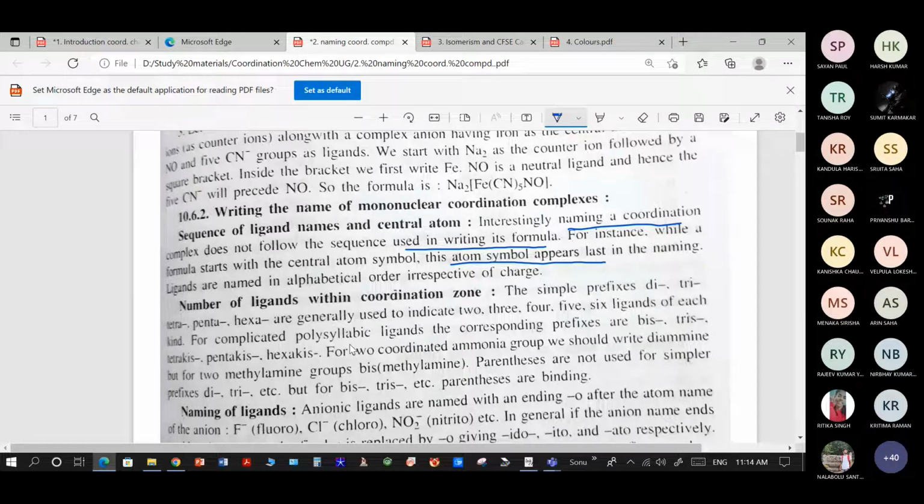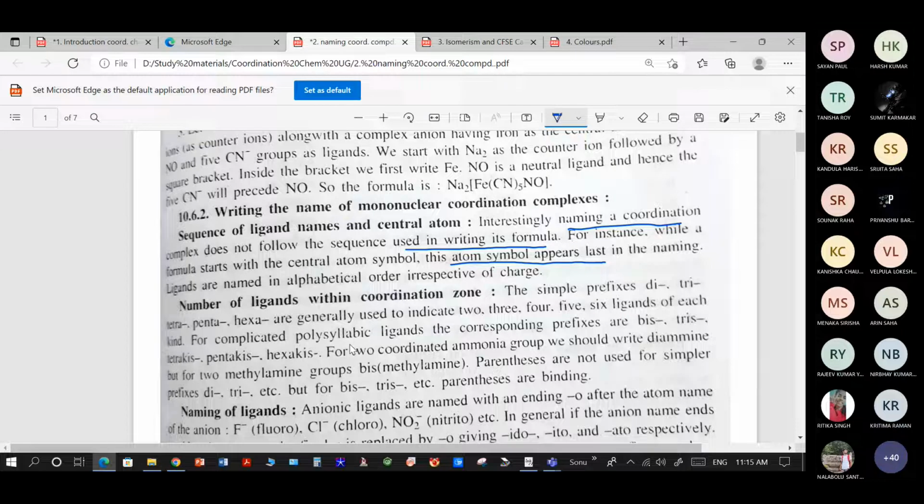Then another question might come: suppose 3 or 4 different types of donor atoms or ligands are attached to a metal center. Then we follow the alphabetical order, there will be no problem. But suppose one of the ligands has a different number than the others. You have to mention that too. How can you mention that? For simple ligands like chloride, bromide, or simply chloro, bromo, iodo, we can use di, tri, tetra to indicate 2, 3, 4, penta, hexa for 5, 6 numbers present surrounding the metal center.